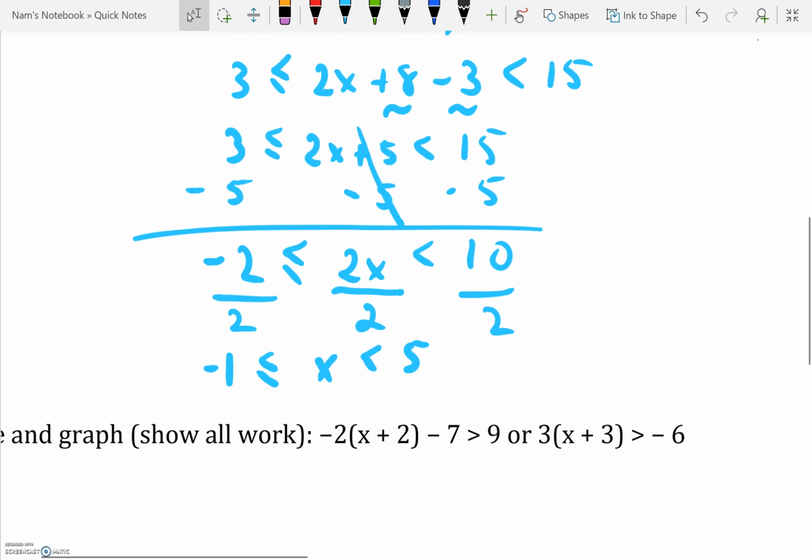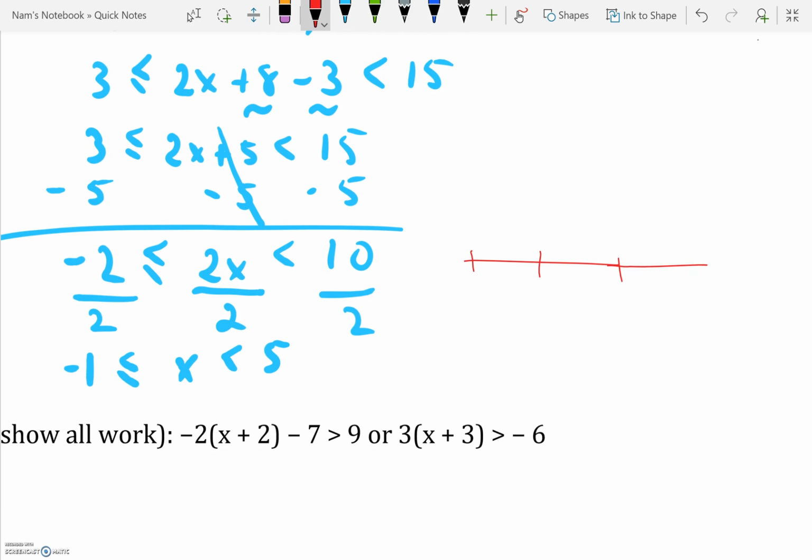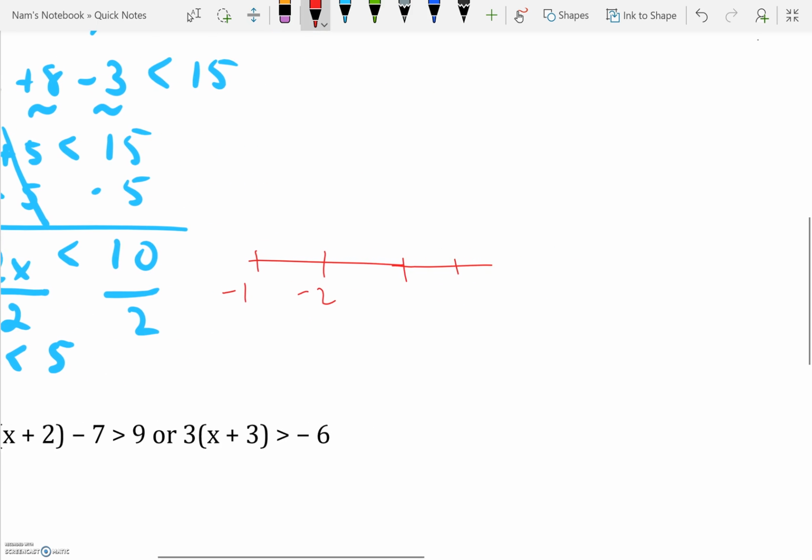Quickly check. I did not divide or multiply by a negative number, so I do not have to flip any of my inequality signs. So here I have a conjunction. Negative 1 is less than or equal to x is less than 5. So to graph this, I'll go negative 1, negative 2, negative 3, negative 4.